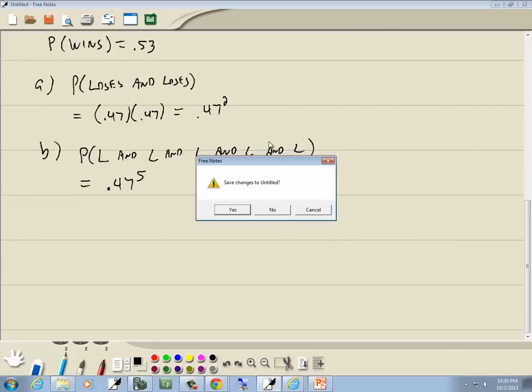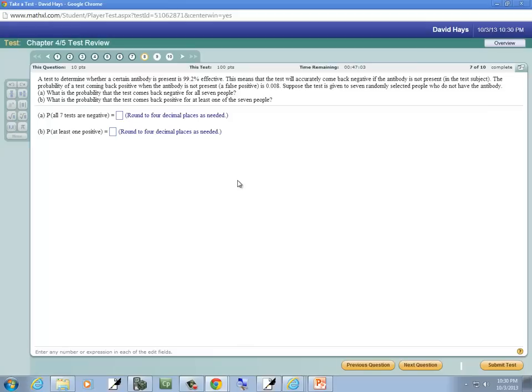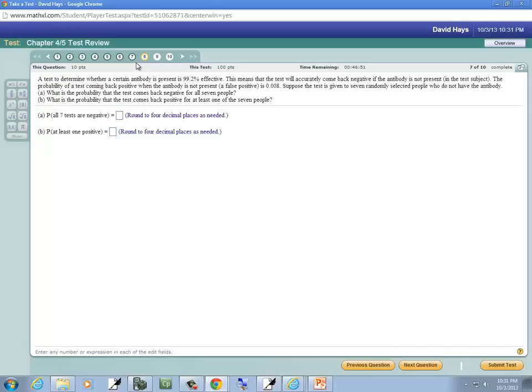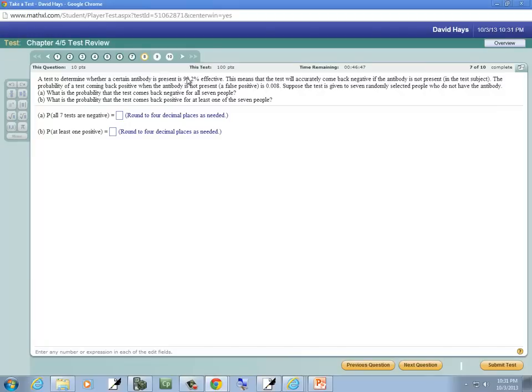Let's start a new page. A test to determine whether a certain antibody is present is 99% effective. So probability effective, what's a simple word for that? Works. Is 0.99. When they give you a percent, they're giving you the probability. You just need to change it to decimal form. So you move your decimal place 2 places left.